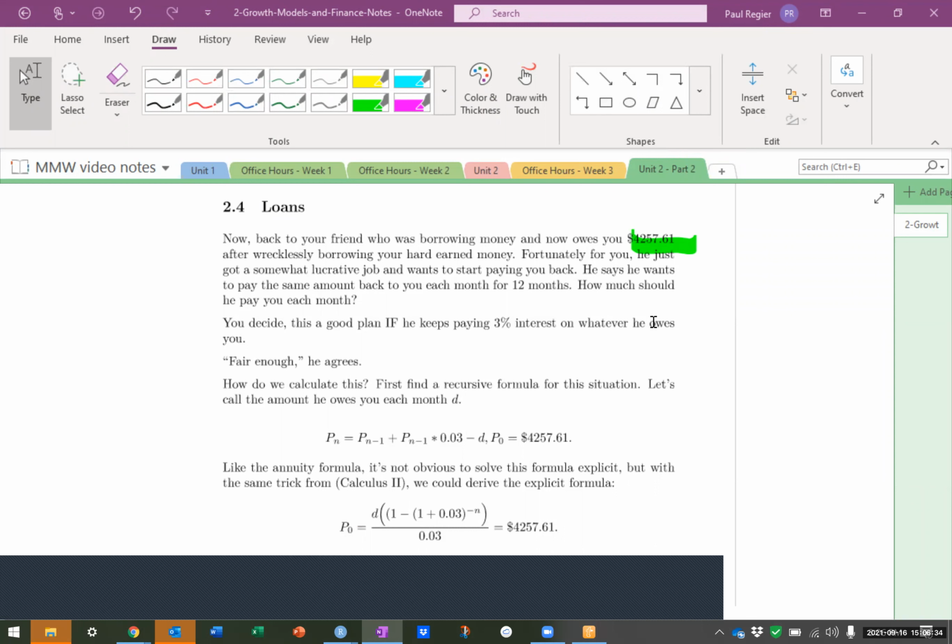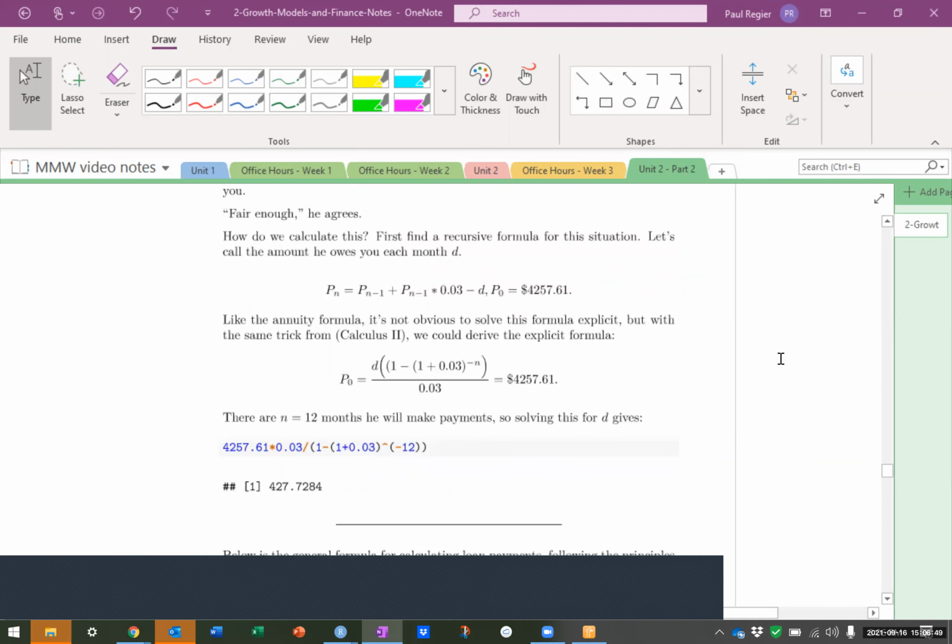Okay, so he says, I'm going to pay you back in a year, the same amount each month. And you say, yes, you can do this, but you still owe me interest each month on what you still owe me. So he agrees to this. And so you work together to set up a formula, a recursive formula for the situation. So the initial amount he owes you, P naught, this is now the amount he owes.